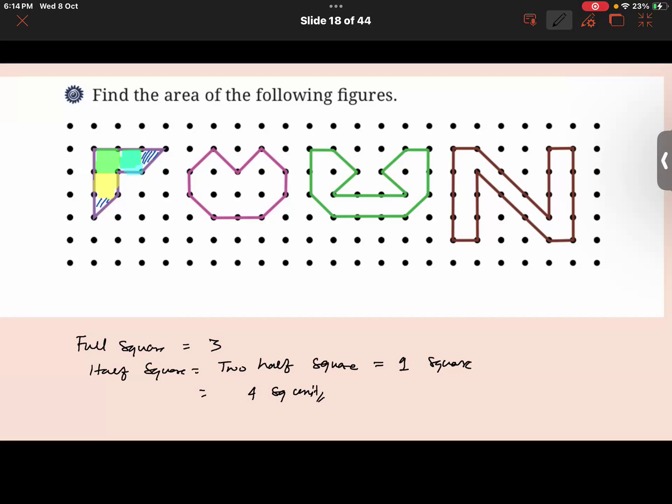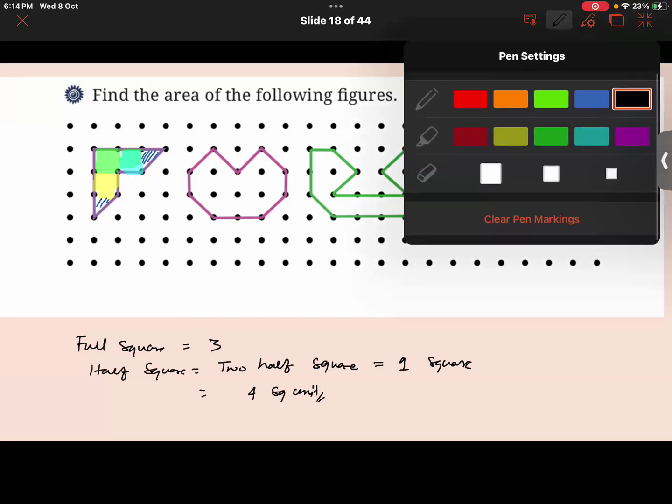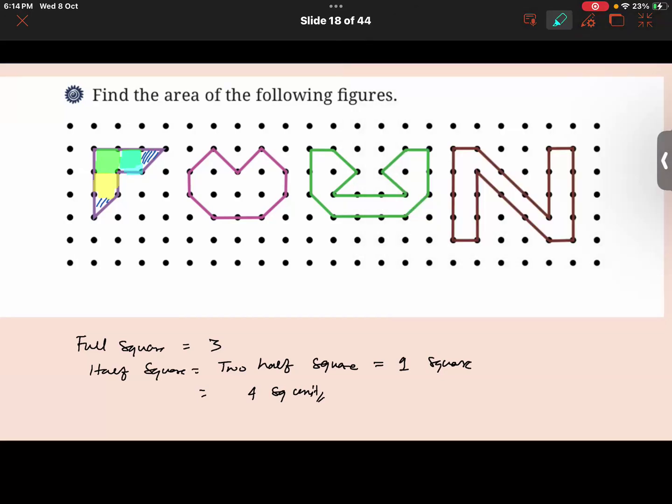Okay. So in a similar manner, try to find out the area of the other figures also. We can do it together. How many full squares are going to be there in it? One, two, three, four, five, and six. So there are 6 full squares in it.